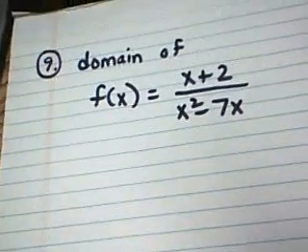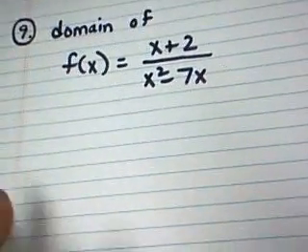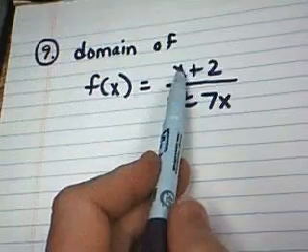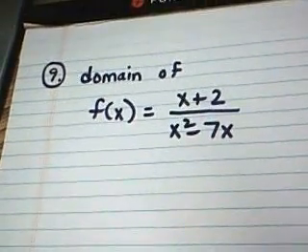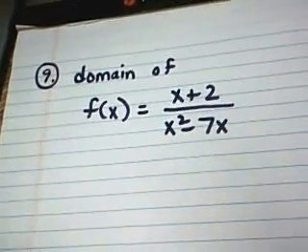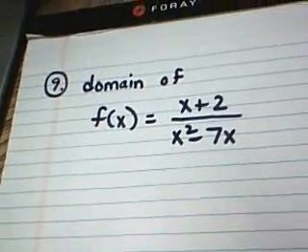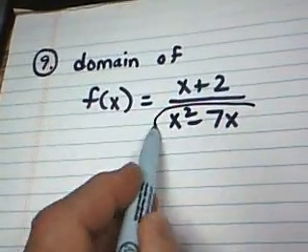Remember, a restricted value is a value that if you put it into the function would cause the denominator to become 0. So, in this particular problem, come with me to the paper. If I ask you to find the domain of this function, the x plus 2 is of no concern to me whatsoever. The numerator can be positive, negative, or 0. That's fine. The concern is in the denominator.